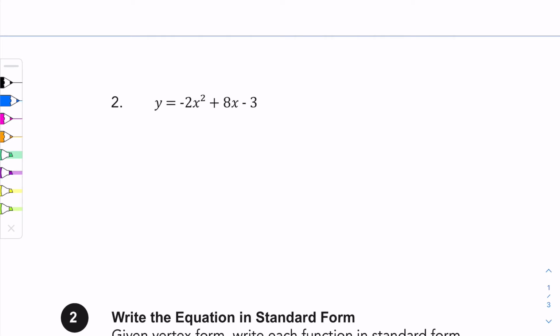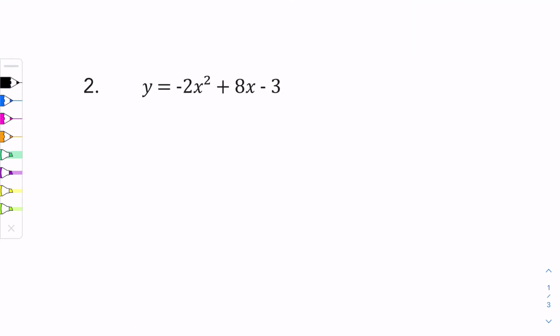Number 2, y is equal to negative 2 times x squared plus 8 times x minus 3. The first step is to group the first two terms. We have negative 2x squared plus 8x and then minus 3. So here's where the directions alter a little bit.